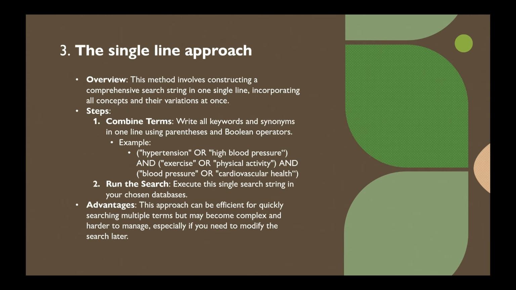Third one is the single line approach. In this approach, all the search terms are combined into a single line and connected by AND or OR operators. For example, you might want to say hypertension OR blood pressure AND exercise OR physical activity AND blood pressure OR cardiovascular disease. So this means that any paper you will pull out will contain all these keywords. So if you are using the single line approach, make sure to include all the search terms that you want to include in your review. The advantage of this approach is that you can quickly search multiple terms.